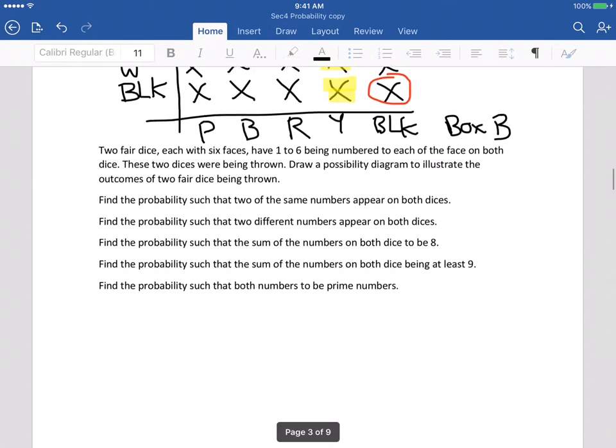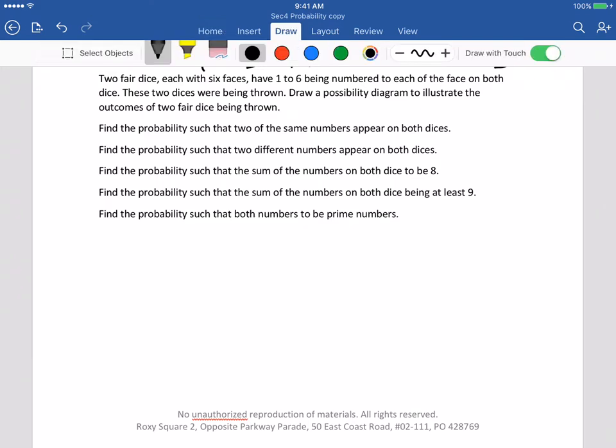I'm going to try the next one for you. Let's read the question again. The question: 2 fair dice, each of 6 faces, numbered 1 to 6 on each of the faces on both dice. If these two dice are being thrown together, draw a possibility diagram to illustrate the different outcomes.